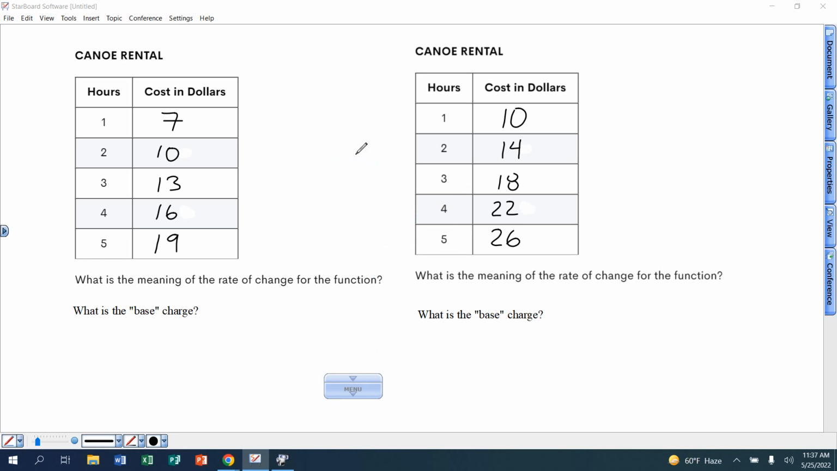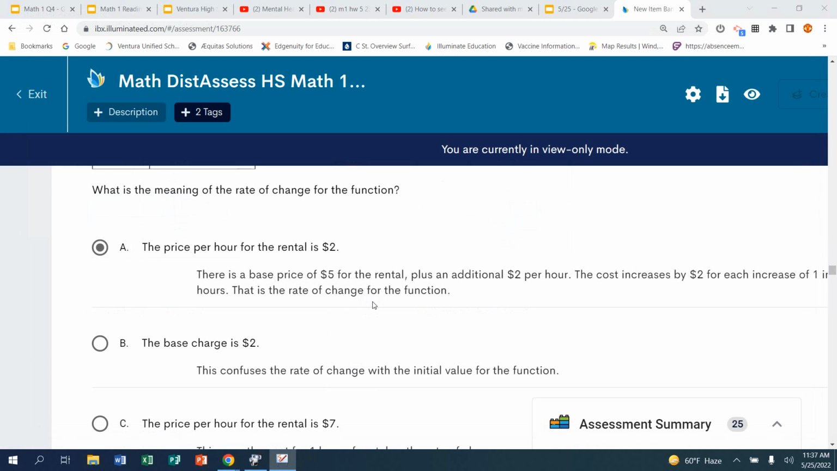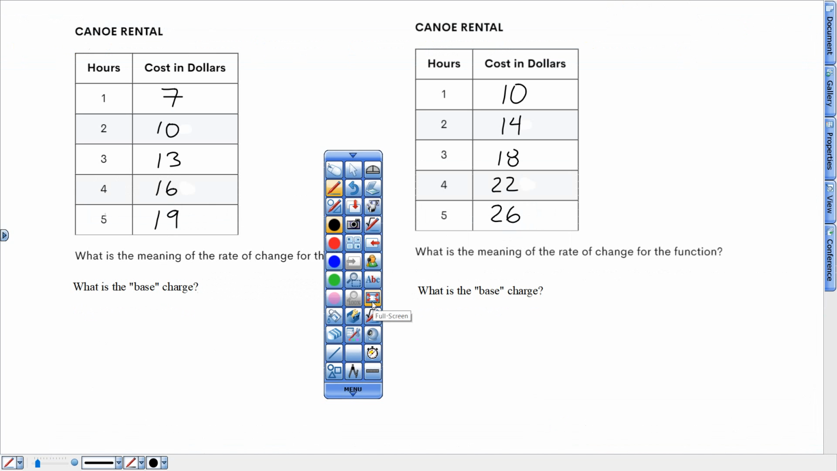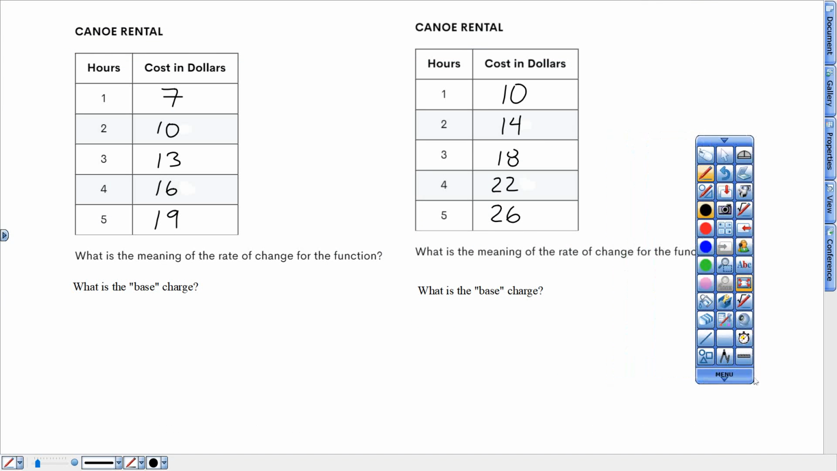Okay, for homework 525, I'm going to show you one example and then have you do one on your own, the one on the right. So try to write everything that I'm showing you here. All right, so what we're doing, we're giving you a table and we're asking you to find the rate of change, which is the slope, and find the base charge, which is the y-intercept. So I'm going to have you write the equation and know what is what.